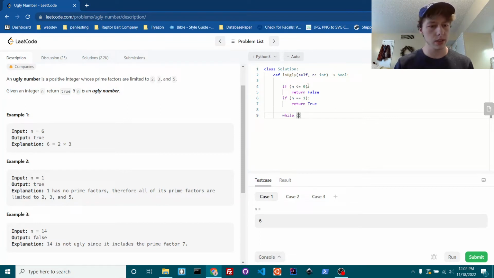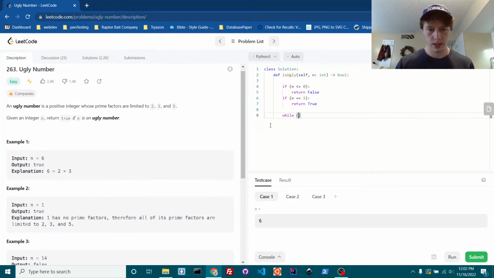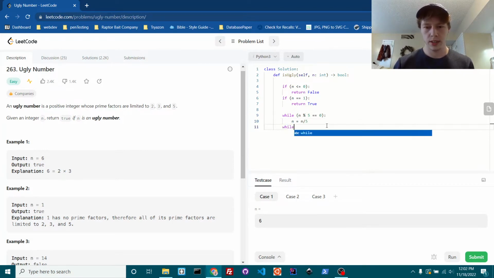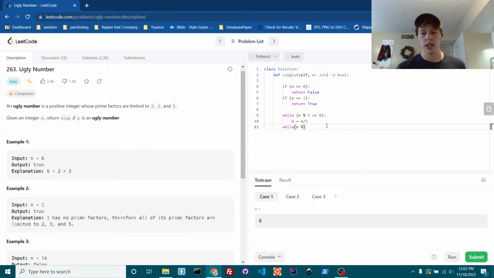So let's start with the biggest prime, which is going to be 5. So while n modulo 5 equals 0, so while n is still divisible by 5, n equals n divided by 5. So then we divide it by 5 as much as we can, essentially.